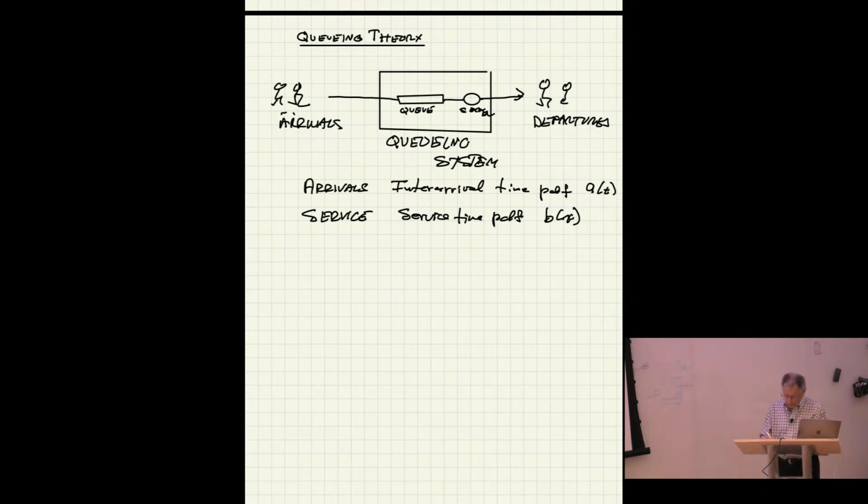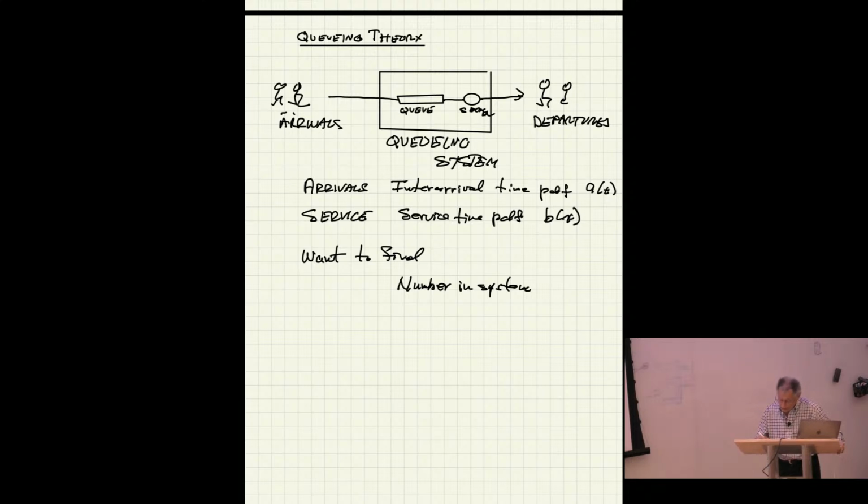So what do you want to solve for? I mentioned this earlier. We want to find the following. For example, the number in system. How large is the queue? How many people are in the system? Is your buffer big enough to hold them? Kind of question. Now this may be a function of time or maybe steady state behavior or whatever.